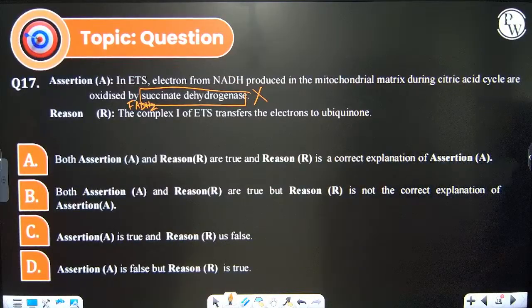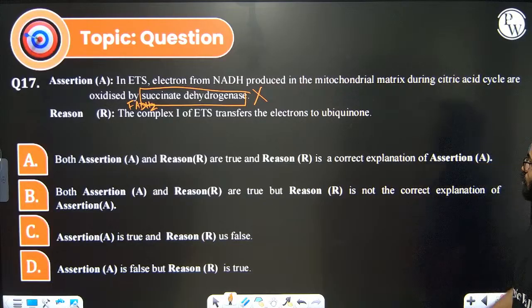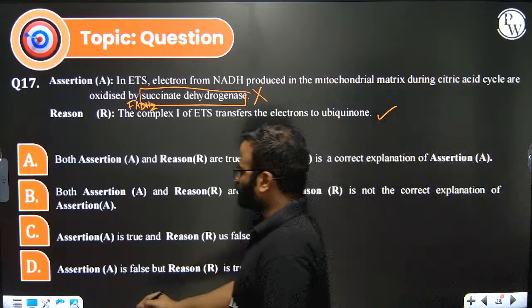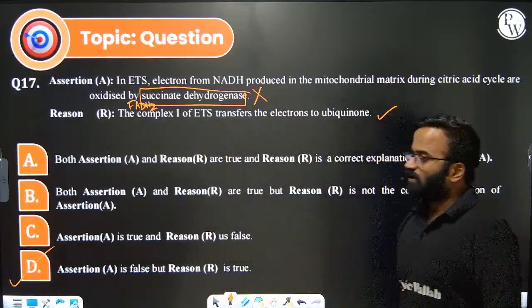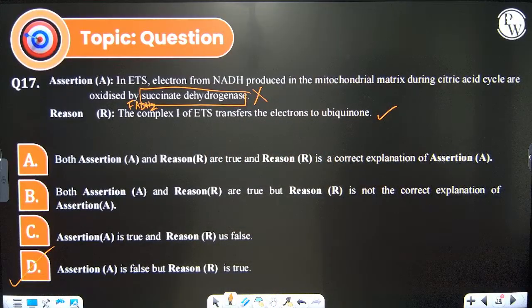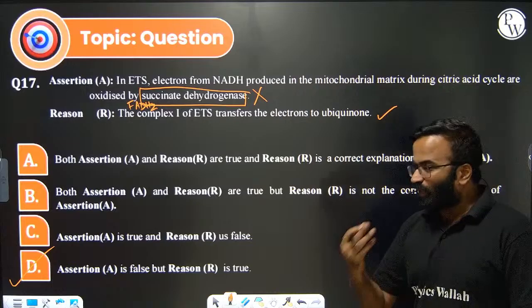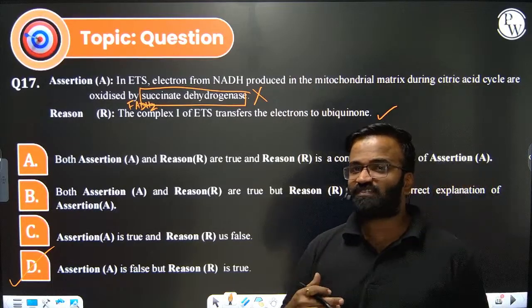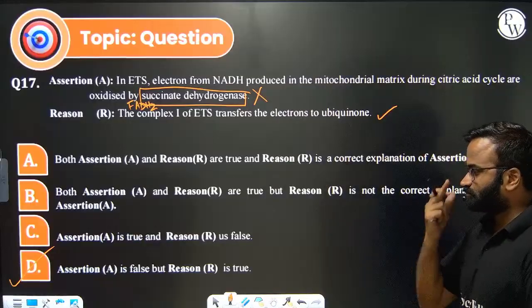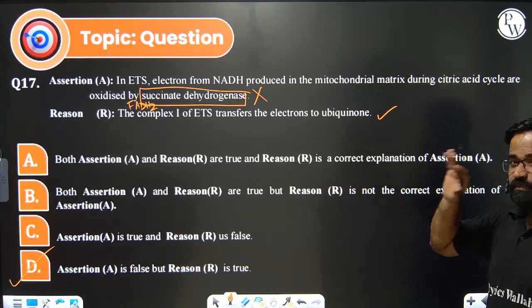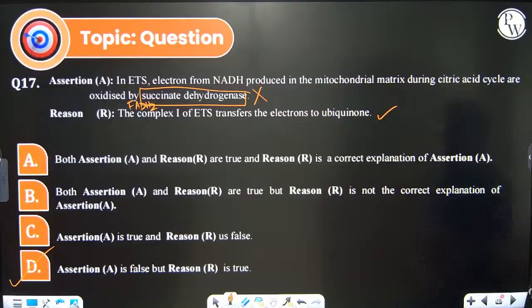So assertion as a statement is false. The complex 1 of ETS transfers electrons to ubiquinone, which is true. So which one will be our answer? A is false, but R is true. D will be our answer. I hope you guys are with me. Hello? Please go through the questions. Assertions and reasonings are a quick and effective way of revising the entire chapter, and we have prepared them by taking the NCERT lines directly.